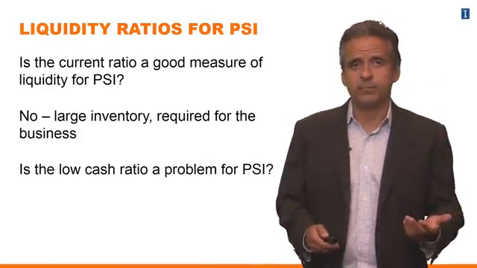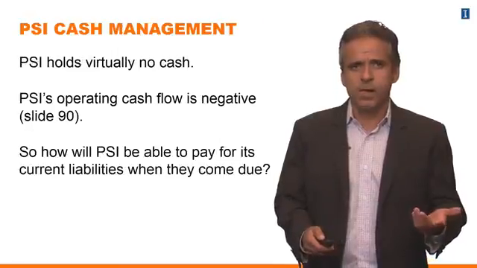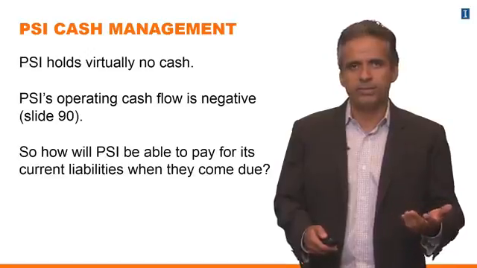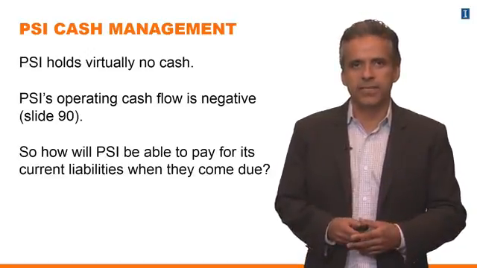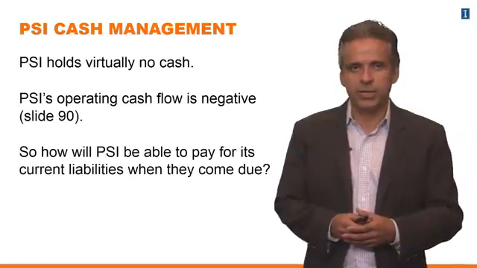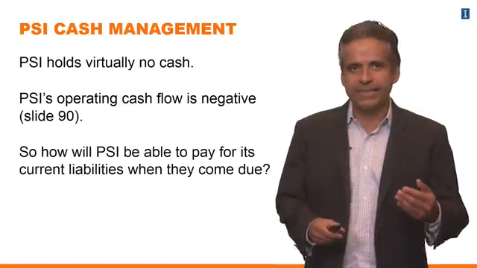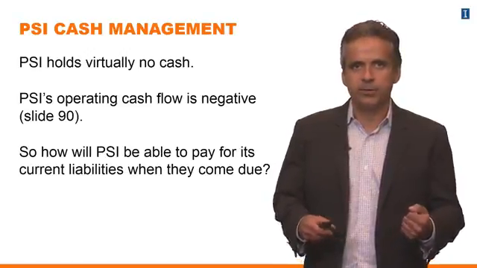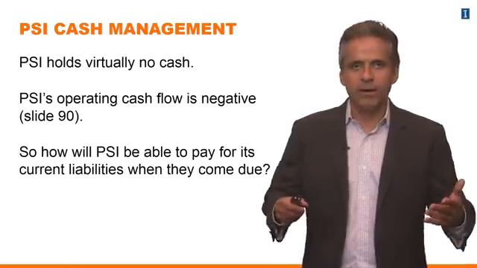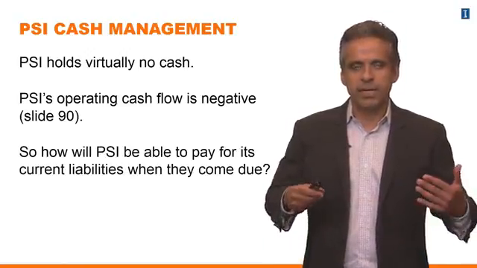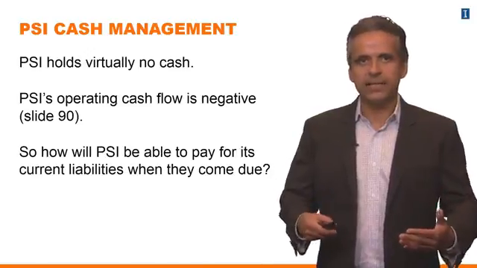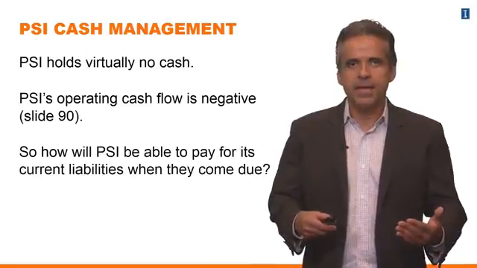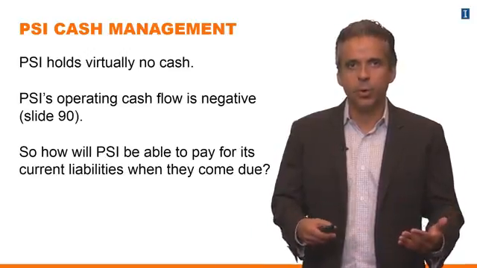And is that a problem for the company or not? Okay, so let's think about that, right? The first observation, something we just covered in the inventory example, is that PSI's operating cash flow is negative, okay? So you can check slide 90, for example, and you'll see that PSI has negative operating cash flow, right? And remember, the liquidity ratios try to get at whether the company has the ability to repay its current liabilities if they come due, okay?